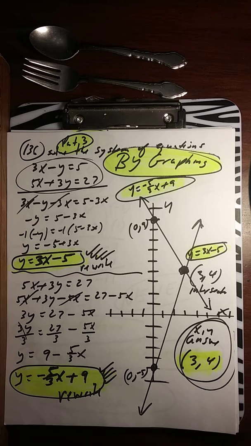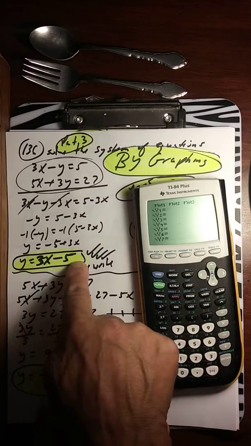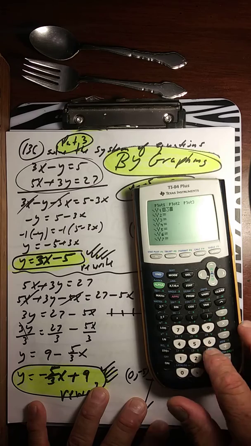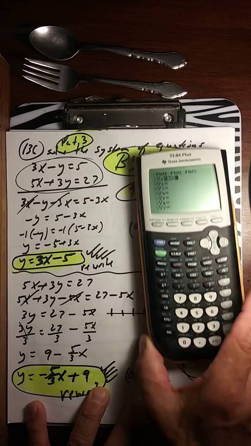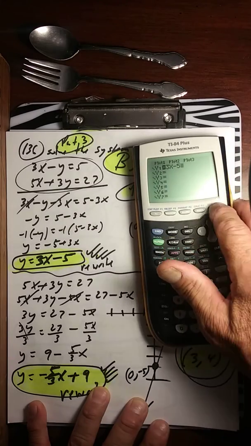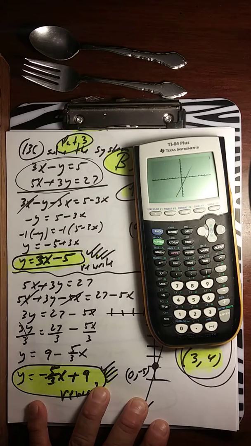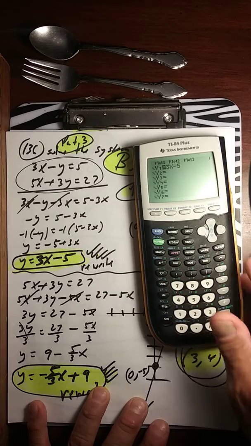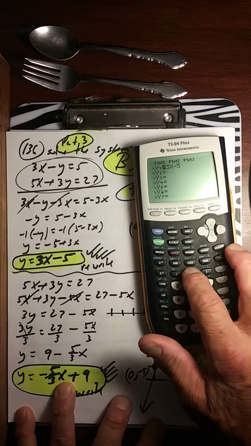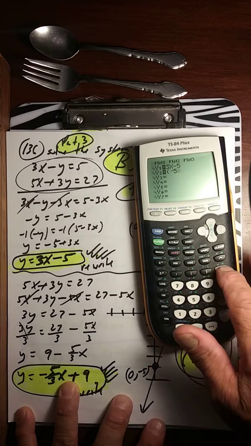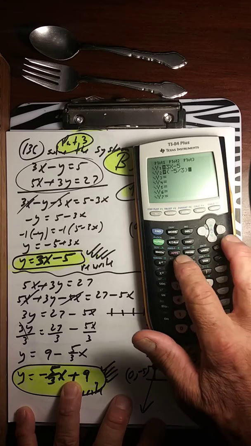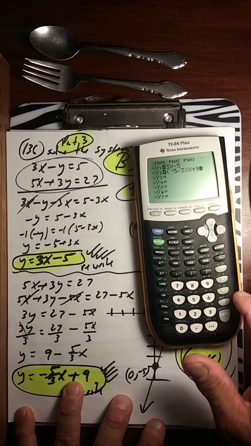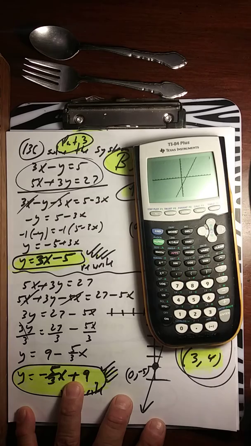Okay, so let's put the first one, 3x minus 5. So 3x minus 5, graph. There's one line, that one. So now let's put the other line. Let's put parentheses negative 5 divided by 3 parentheses x plus 9, hit graph.